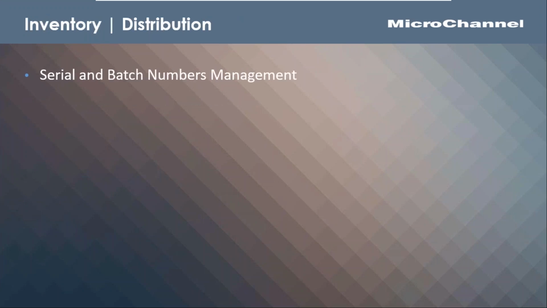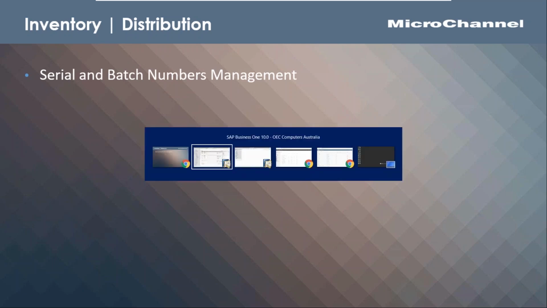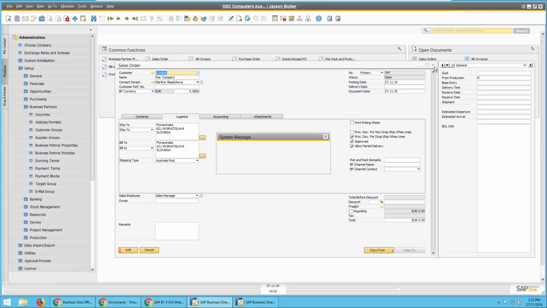All right, then on to inventory and distribution. So SAP have made 1 or 2 changes here. Firstly, around serial and batch number management. All right, so let's jump back into the system and I'll show you what that's all about.